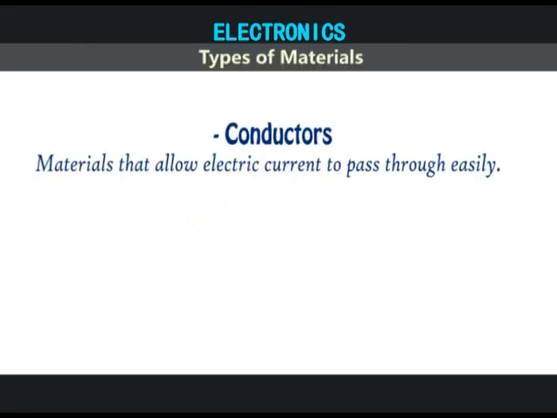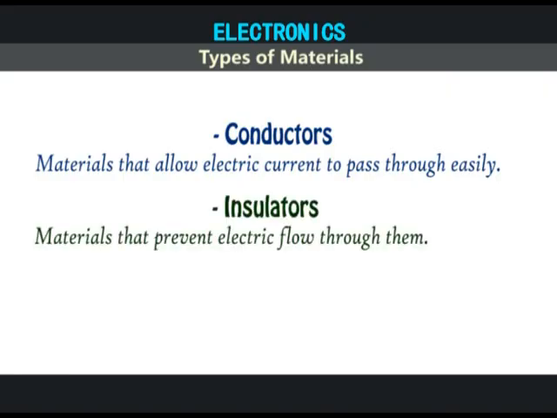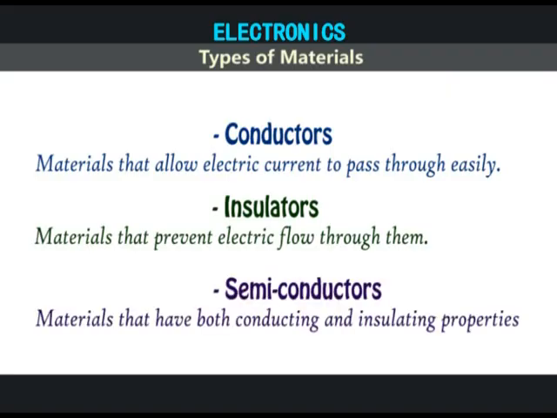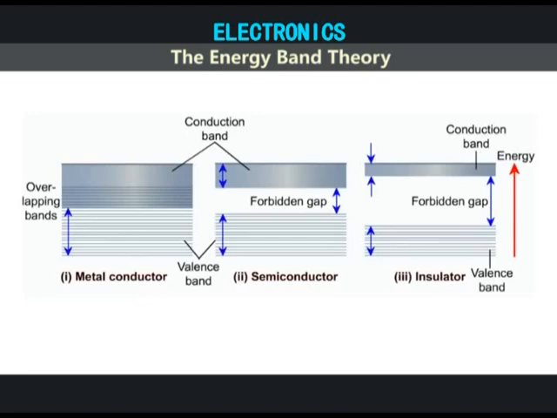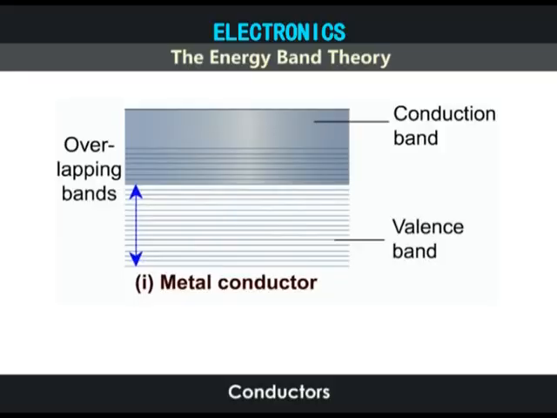Conductors are materials that allow current to pass easily. Insulators are materials that prevent electric flow. Semiconductors exhibit both conducting and insulating properties. Using the energy band theory, we can visualize why these materials behave as such. In conductors, the conduction and valence bands overlap, and thus the conduction band is occupied by many electrons, making them good conductors of electricity.